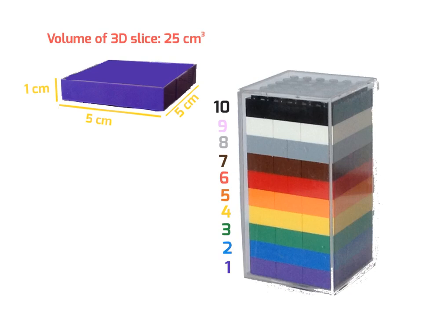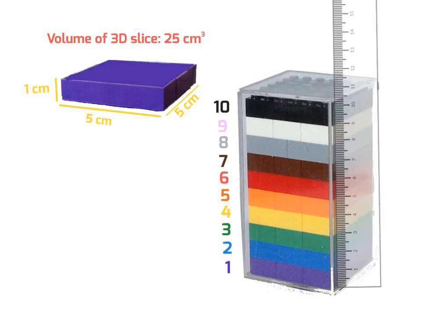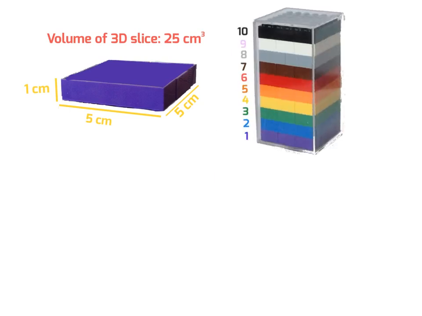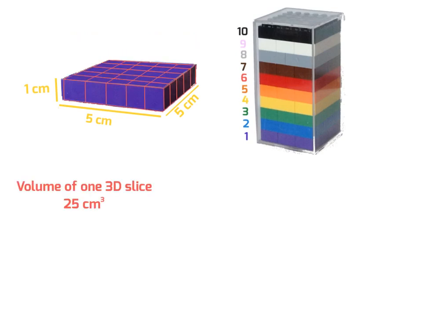There are 10 slices. Each slice has a height of 1 centimeter, so the height of our entire rectangular prism is 10 centimeters. We now have all the information needed to find the total volume of our rectangular prism. We know one slice or layer of our rectangular prism has a volume of 25 cubic centimeters. We also know there are 10 total slices or layers in our rectangular prism.